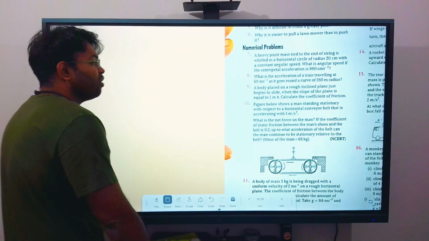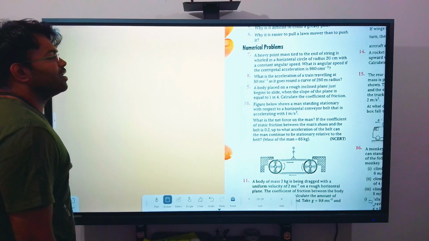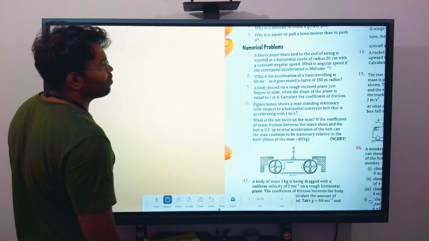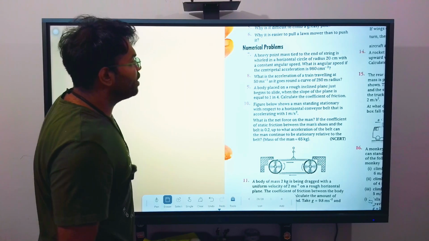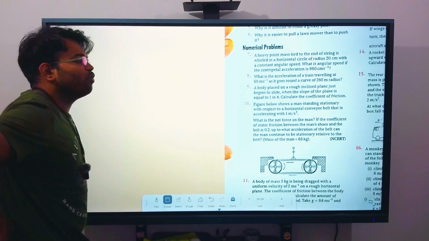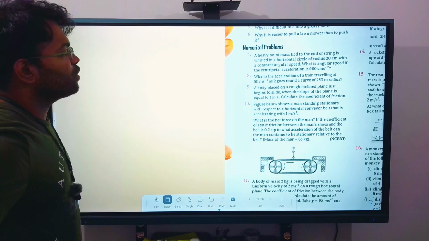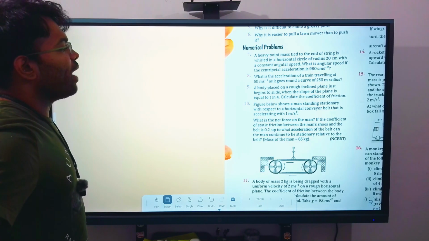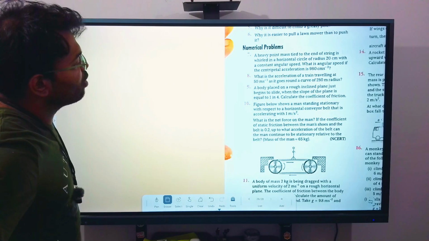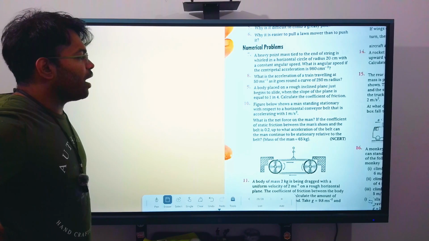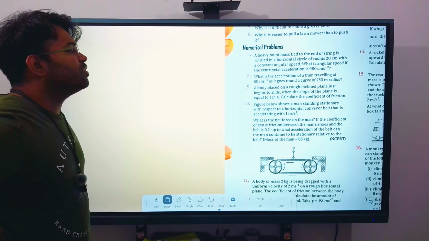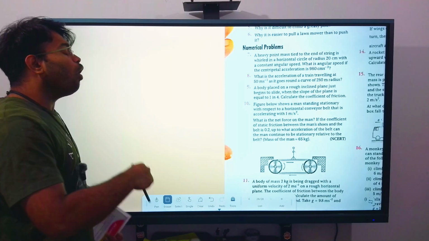Next. Figure below shows a man standing stationary with respect to a horizontal conveyor belt that is accelerating with 1 meter per second squared. What is the net force on the man if the coefficient of static friction between the man's shoes and the belt is 0.2? Up to what acceleration of the belt can the man continue to be stationary relative to the belt?